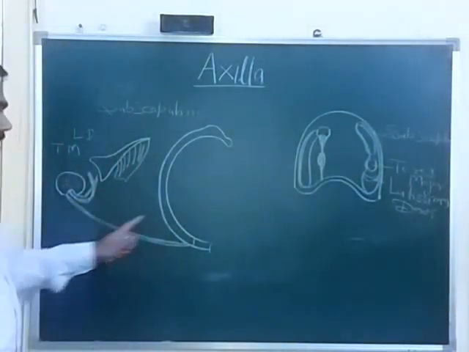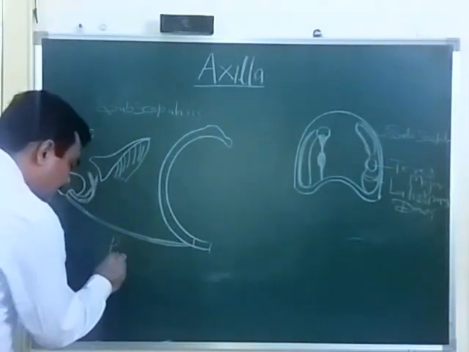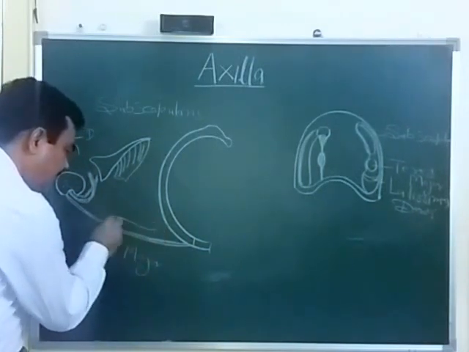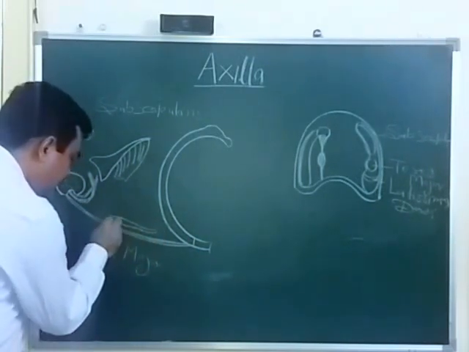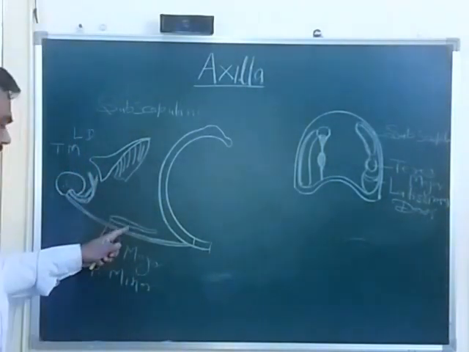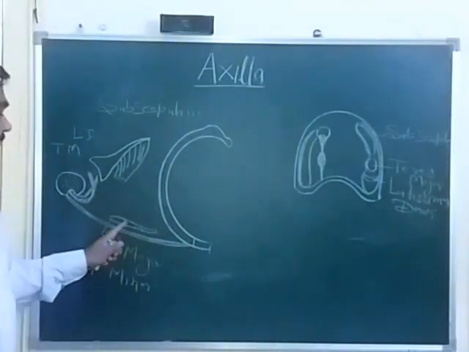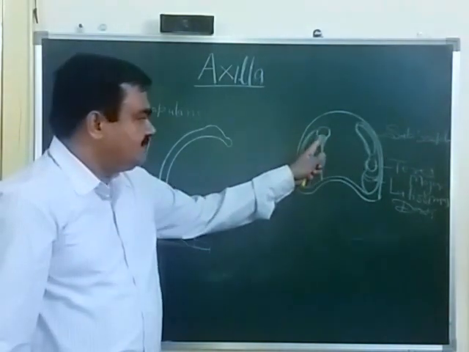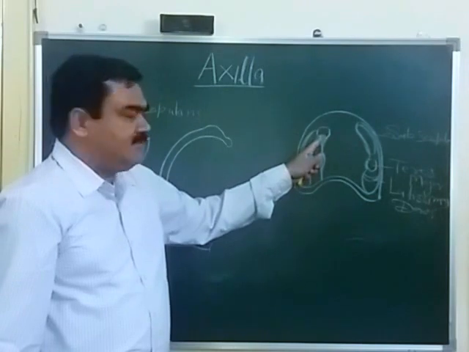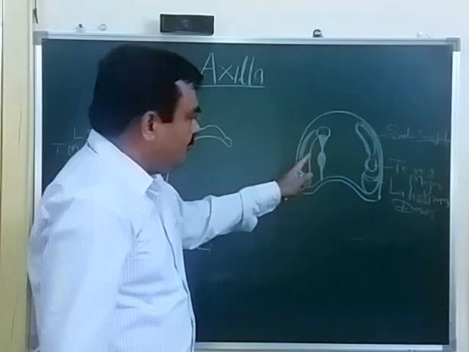And the anterior boundary is formed by, in this diagram you can see, this is pectoralis major, and deep to this there is another muscle, pectoralis minor. This is pectoralis minor. So these two muscles are present in this section, but the anterior wall is formed by pectoralis major, pectoralis minor, subclavius, and clavipectoral fascia. So this is the anterior boundary.